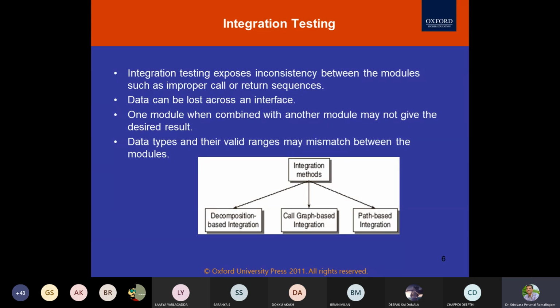In integration testing, why do we need to go for integration testing? The first step is unit testing. After unit testing, in validation activity, the unit testing is generally done by the developer. Once they complete their module, that module has to be integrated with some other modules. That module can be a parent or child, whatever it is, and it should be integrated with some other one.